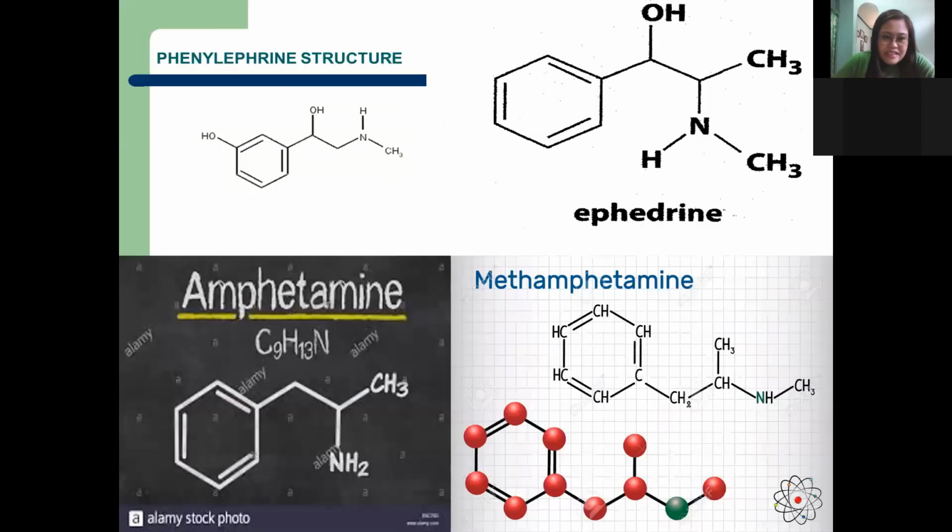Okay? And the same thing with ephedrine, amphetamine, and methamphetamine. If you look at their structures, phenylephrine lacks an OH, but for ephedrine, amphetamine, and methamphetamine, the two OH groups are really gone, meaning they are not catechols already. All of them can be consumed or administered orally. Questions before we move on?